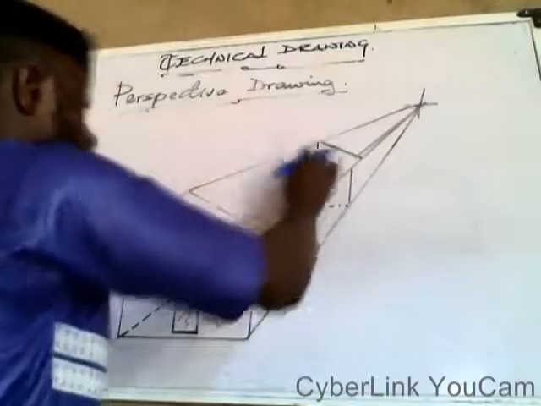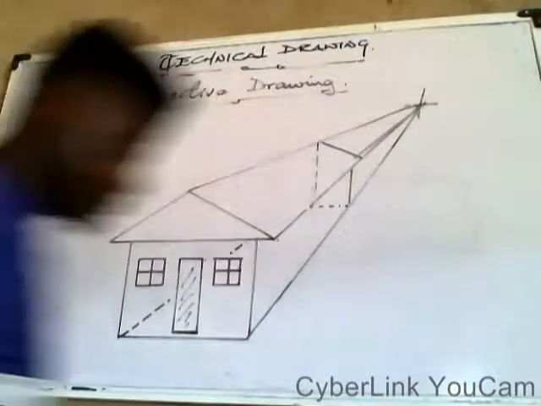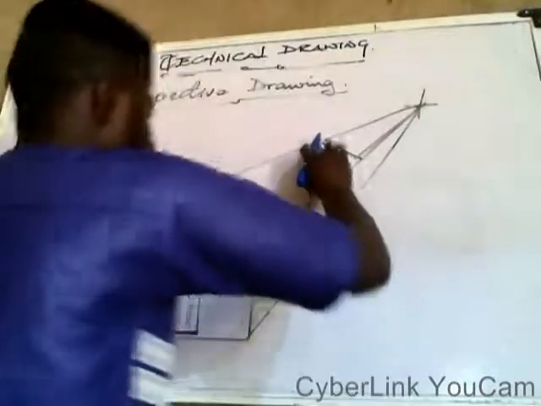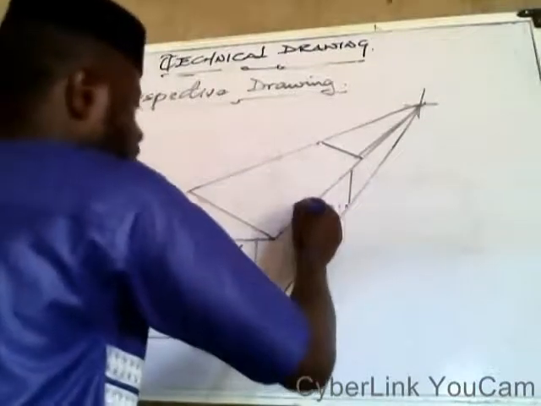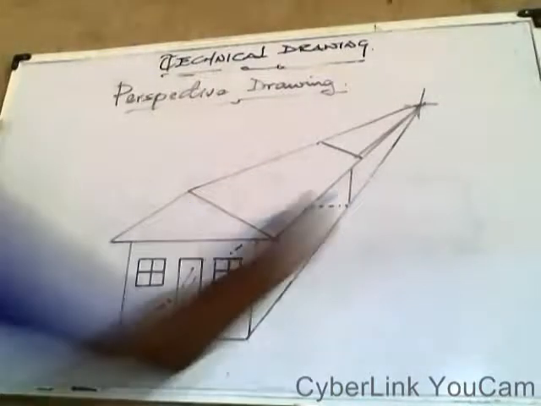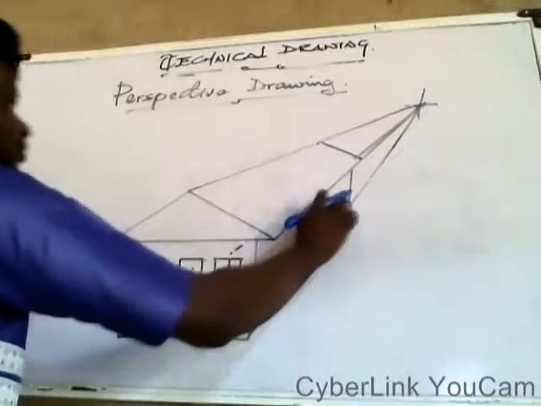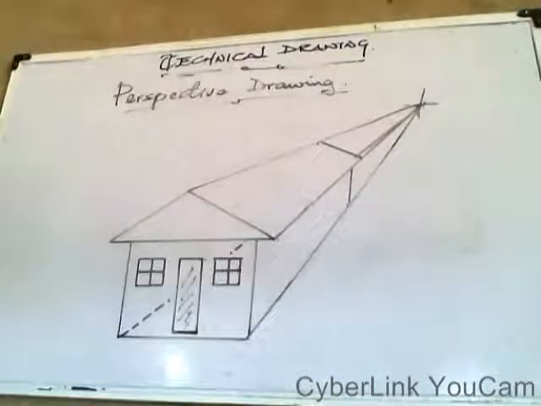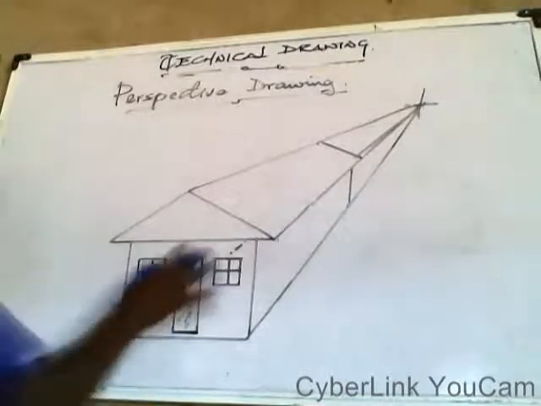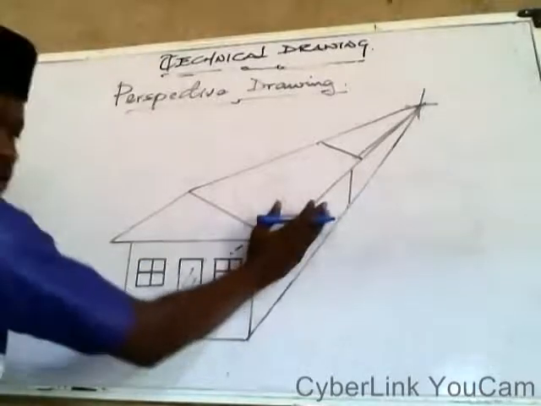So this one too is hidden. That one too is hidden. Or preferably you can clean it up. You can even clean this one up. So if you look at the design now, you will see that it shows this front, it shows this side, and it shows this side.